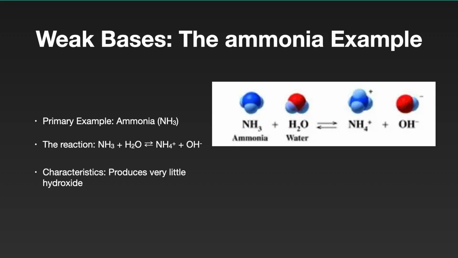Finally, we have weak bases. The only weak base you need to memorize for this class is ammonia, NH3. It's a bit of a weirdo because it doesn't have an OH in its formula, but it reacts with water to produce a small amount of hydroxide. Just like vinegar, we use those double-headed arrows to show it's a weak electrolyte, meaning it's mostly NH3 molecules in that bottle of Windex with just a few ions floating around.